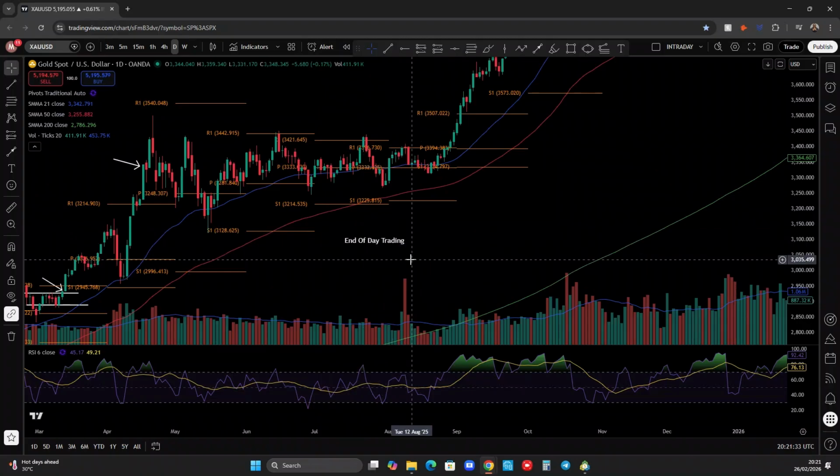End of day trading is basically what it sounds like: the end of the trading day. The end of the trading day is 10 p.m., right? UK time or your time, right? 10 p.m. Then a new day starts again at 10:01 p.m.